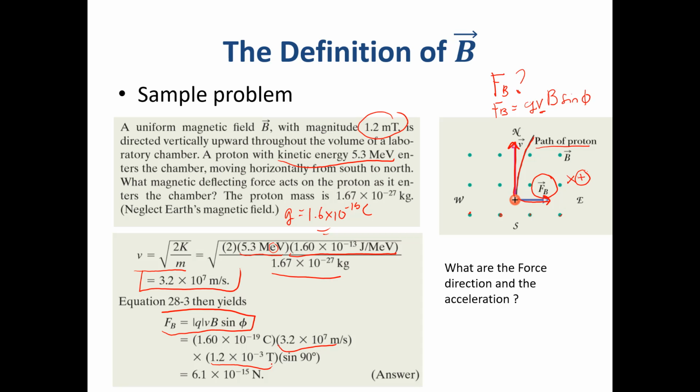the v is vertical like this one, and the B is in z positive. So the angle between the v and the B is 90 degrees. So we can use this one and the sin 90 degrees. So we can get the F_B is this one, 6.1 × 10⁻¹⁶ Newton.